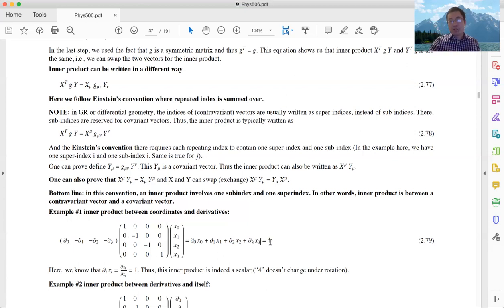This one is obviously a scalar. No matter what coordinate we choose, no matter what reference frame we choose, this is mathematically defined to be 4. So indeed, the inner product of the two vectors we know gives me a scalar.